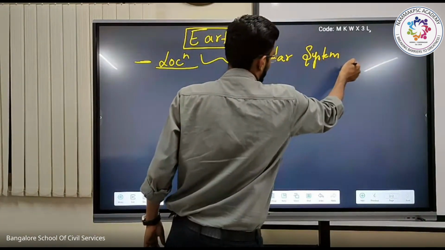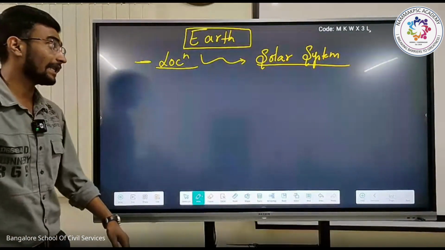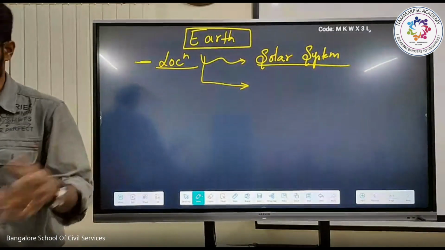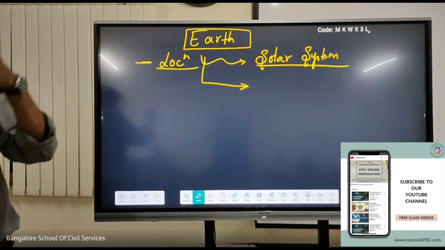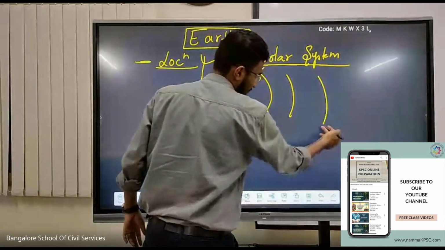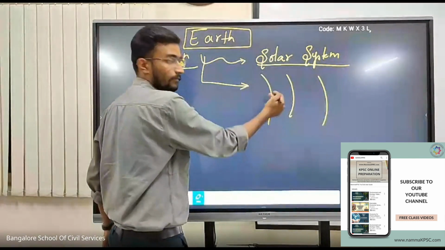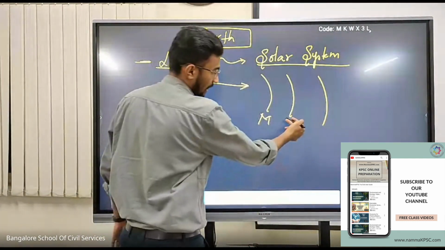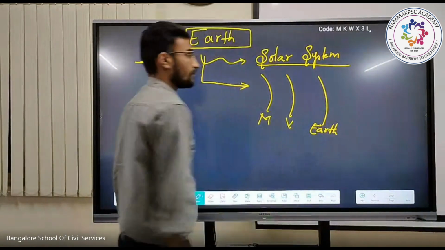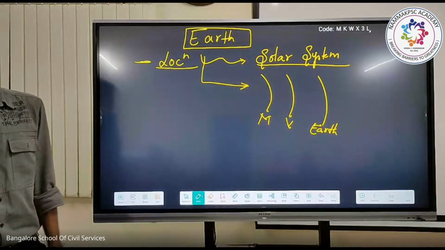Within our solar system, what is the location? Is it second, third, or fourth? It is the third one. From the Sun, the first one is our Mercury, the second one is our Venus, and the third one is our Earth.